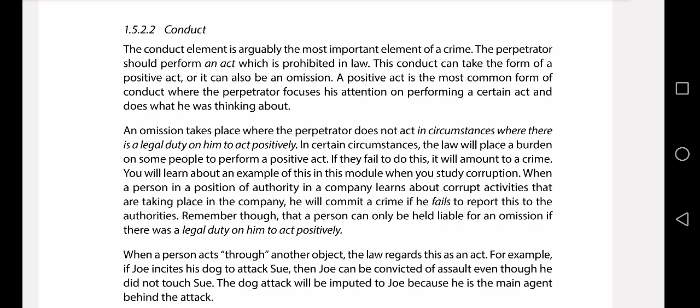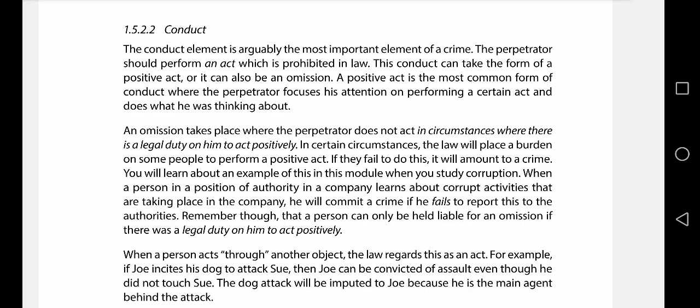Conduct. The conduct element is arguably the most important element of a crime. The perpetrator should perform an act which is prohibited in law. This conduct can take the form of a positive act, or it can also be an omission. A positive act is the most common form of conduct where the perpetrator focuses his attention on performing a certain act and does what he was thinking about.